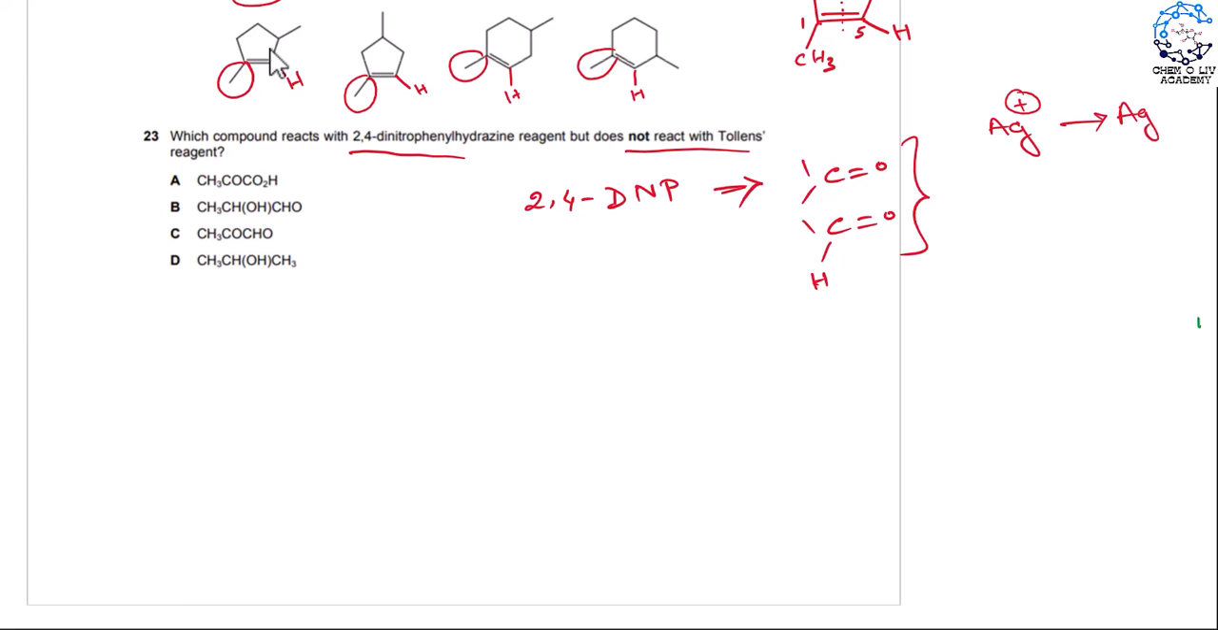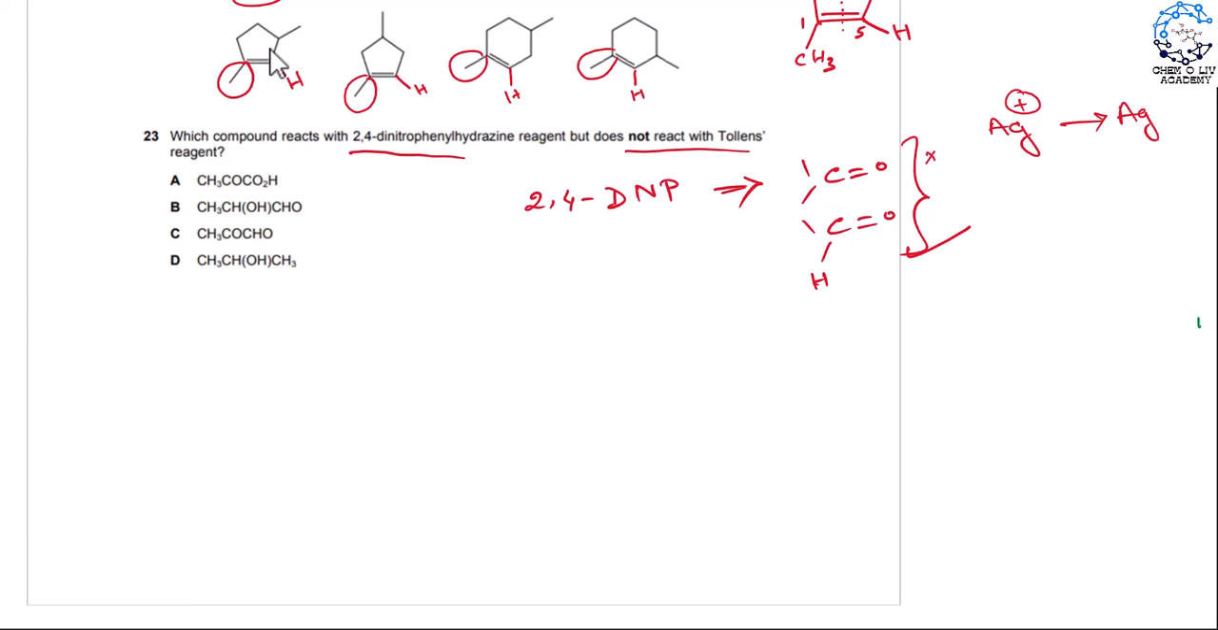So it's a silver mirror test. Which among aldehyde and ketone is going to give a positive silver mirror test? Only aldehyde, not the ketone. Ketone could not give the Tollens test, but aldehyde can. Now we can go for our options.